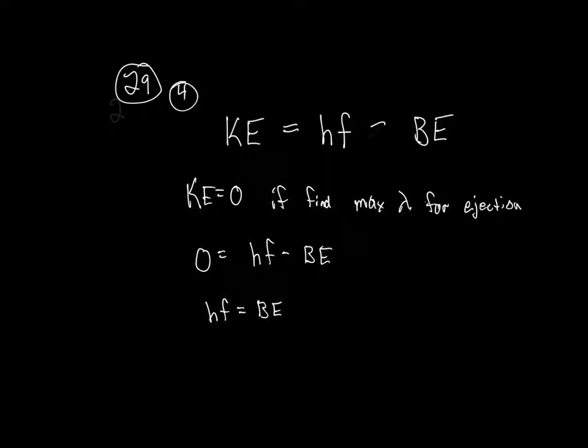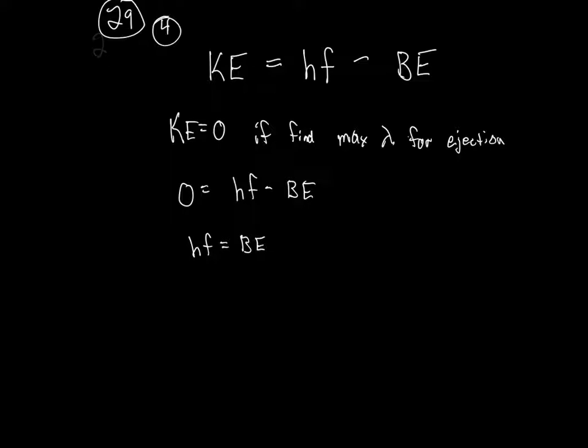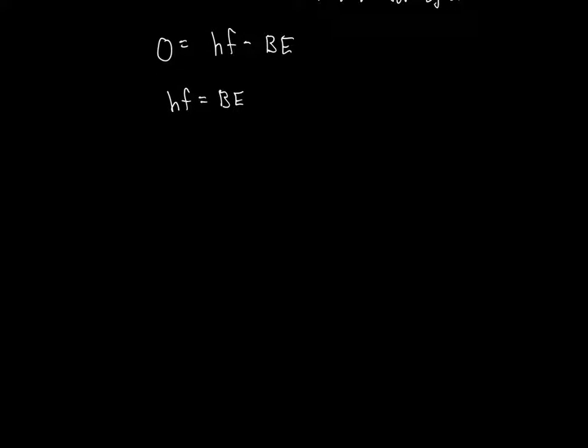I don't have wavelength in here. How can I get wavelength in here? Do we see any way to get wavelength into here? So we know that frequency is the same thing as speed of light divided by wavelength. So I can do H times C divided by lambda equals my binding energy.